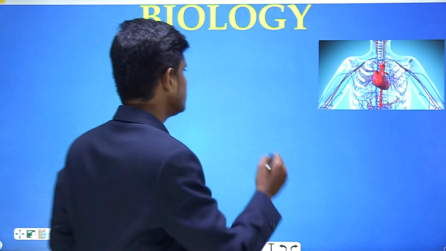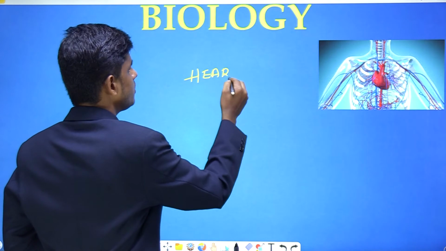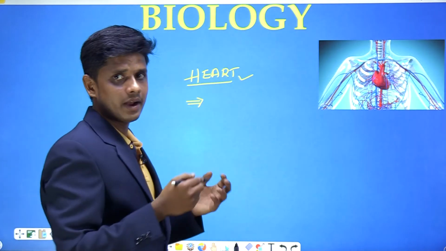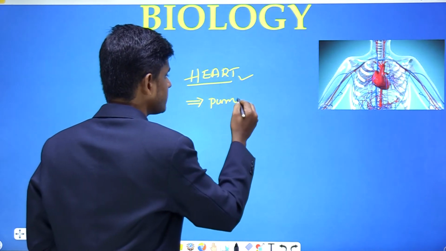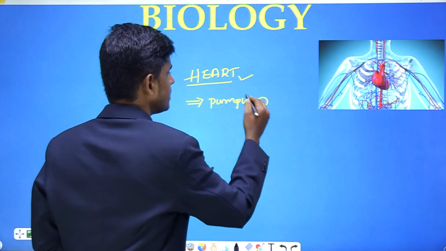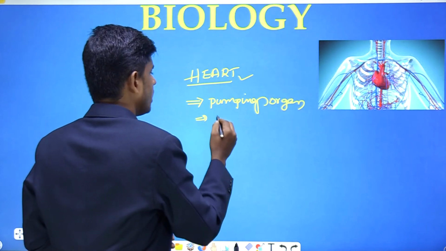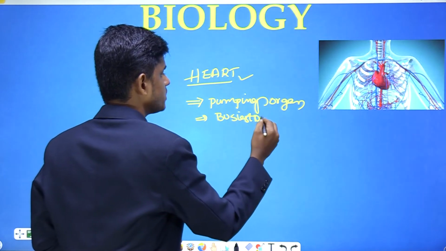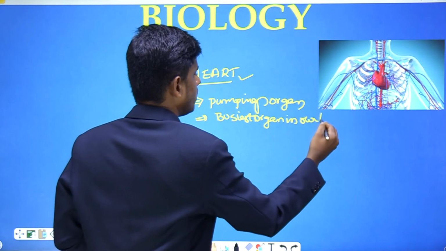Like that, this is called the heart, and it is a muscular organ that sends the blood from one part to another part. So the heart is considered a pumping organ. You know what? It is the busiest organ in our body.